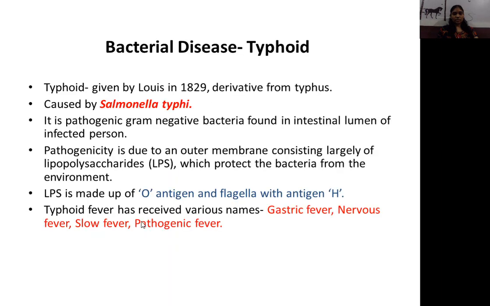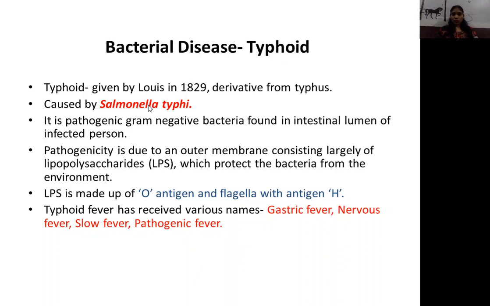So let us see the first disease, that is typhoid. Typhoid is a bacterial disease. The name was given by Louis in 1829, derived from typhus. Typhoid is caused by Salmonella typhi. So Salmonella typhi is the scientific name of the parasite which causes typhoid disease.